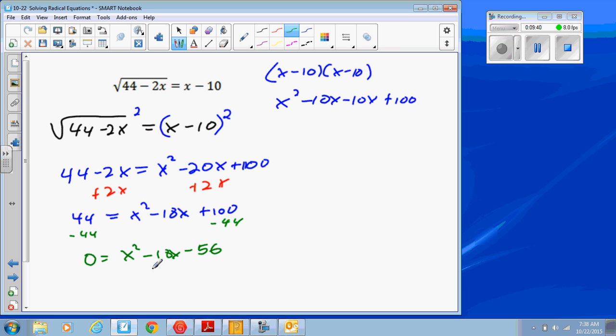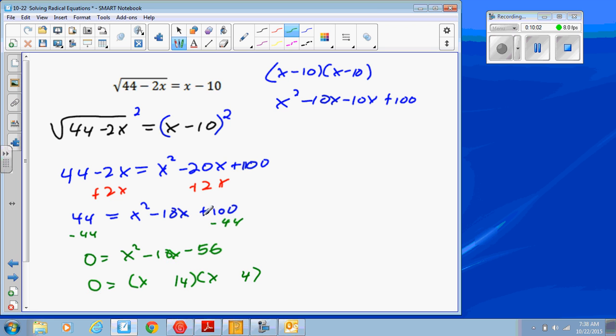And now I want to factor this out. And again, all that factoring you did in Algebra 1 is important. It makes life a lot easier in Algebra 2 and beyond. So x and x give me x squared. Looking for numbers that multiply to 56 and subtract to 18. Turns out that's 14 and 4.